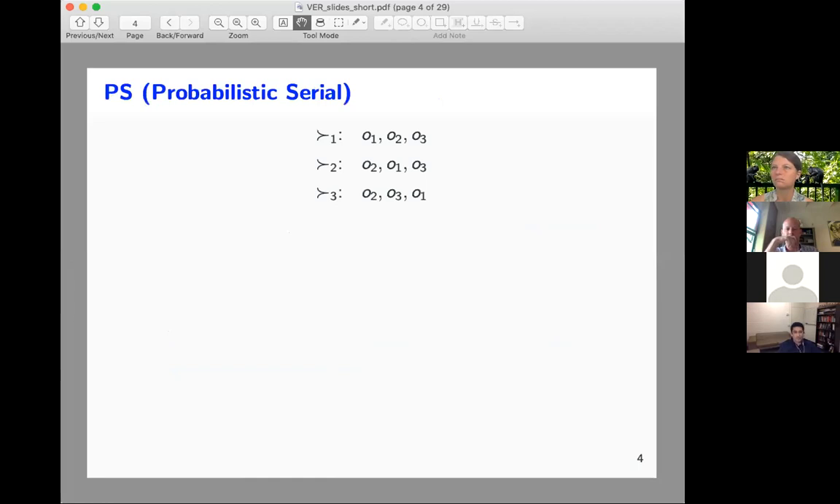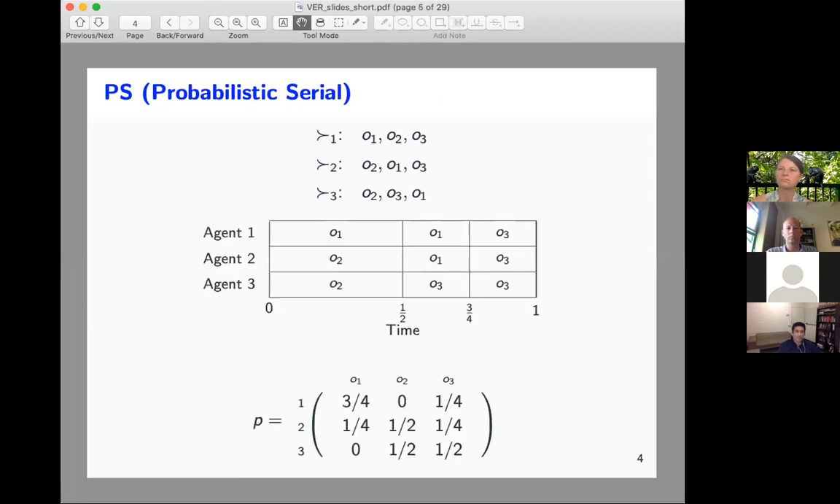And let's apply it to this very simple setting where there are three agents, three objects, and each agent expresses their preferences over these objects. In this case, agent 1 has O1 as the most preferred, then O2, and then O3. What the rule does is that it simulates an eating process where agents start consuming the most preferred object that has not yet been consumed. So in this case, agent 1 would go for O1, agents 2 and 3 would go for O2. At time half, both agents 2 and 3 have consumed O2, so they will move on to the next most preferred item, which is not yet consumed. So we simulate this process and we continue until all objects have been eaten.